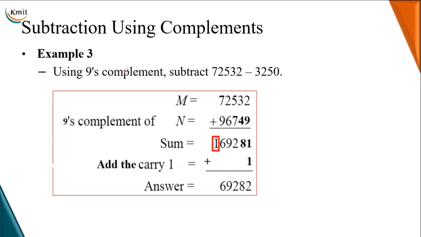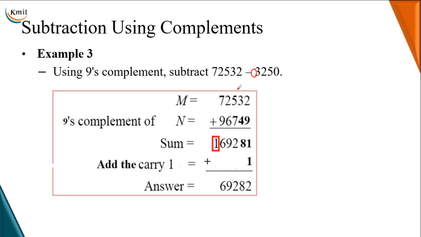Next, if I prefer the nines complement method of subtraction, I need to calculate the nines complement of the subtrahend. So now we need to equate the number of digits. Hence I can place a 0 in front of the subtrahend, which is 0, 3, 2, 5, 0. The 9's complement is 9 minus 0 is 9, 9 minus 3 is 6, 9 minus 2 is 7, 9 minus 5 is 4, 9 minus 0 is 9.